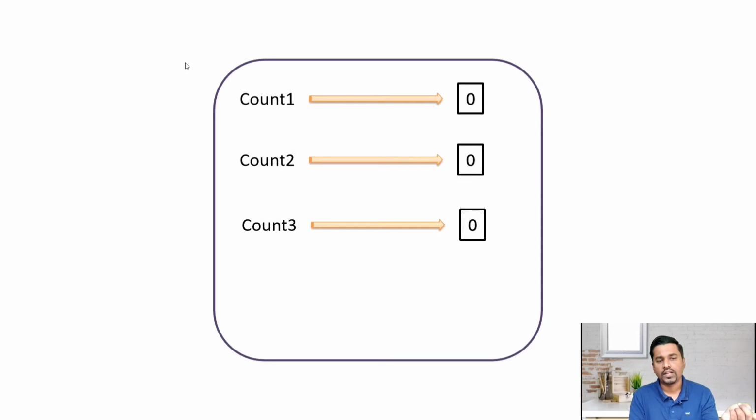So if I click on button 1, basically I'm going to increase counter 1. If I click on button 2, it is going to increase counter 2, and if I click button 3, it is going to increase counter 3. Straightforward, very simple. Okay, a simple example.